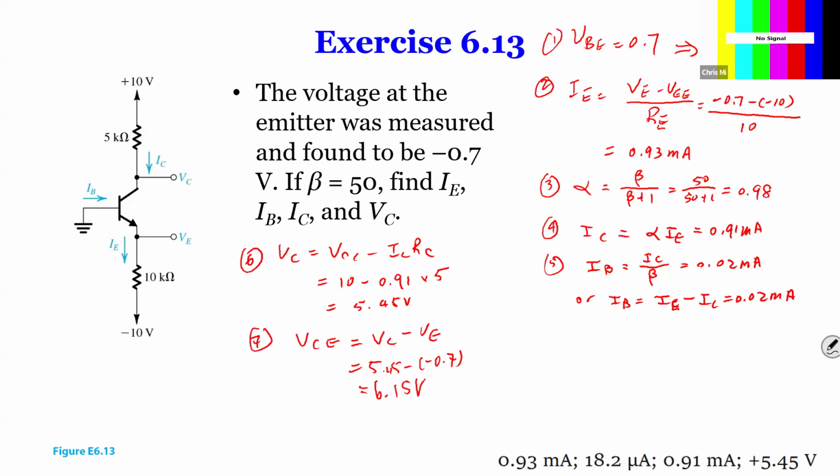In the next couple of examples, if you find VCE is less than 0.2 or 0.3, or sometimes VC even becomes negative, it means all this calculation was wrong. Because what we're doing here assumes it is in the active mode, the linear mode. But in order to be in the active mode, VCE has to be larger than 0.3. If it's less than 0.3, you're wrong. You have to go back and say, my assumption is wrong, I need to redo it. How do you redo it? Well, now you assume it's in saturation.